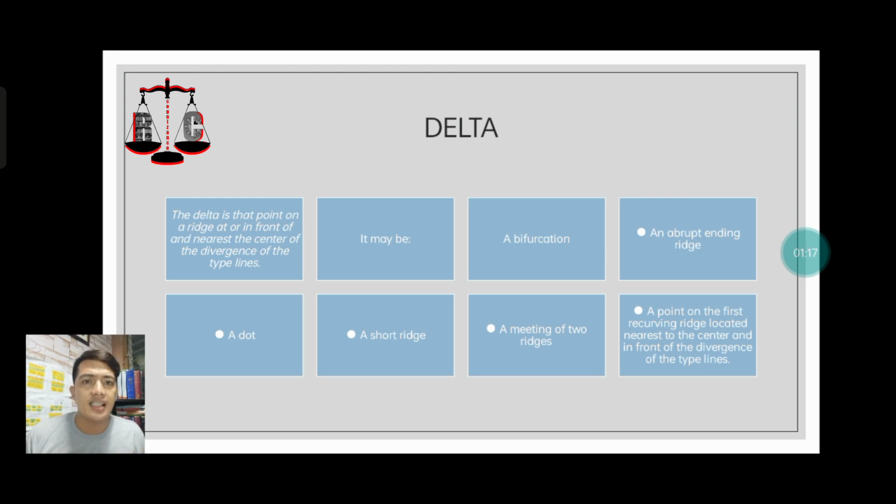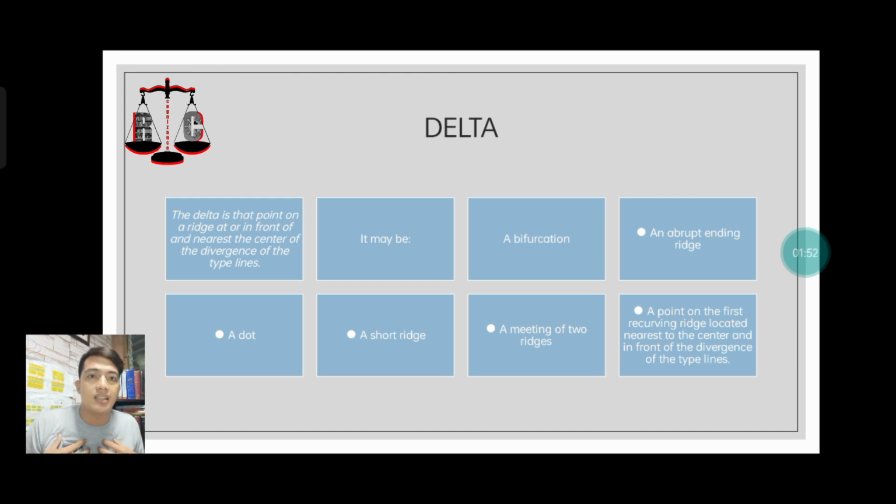Delta is a point or a ridge at or in front and the nearest the center of the divergence of the type lines. Since I already discussed about the type lines, then it is easy for us to determine kung asa dapita ang delta. Kaya kibaw na mata asa ang type lines. Mao na imuhang permirong i-determine asa ang type lines. Asa ani ang gitawag natong na divergence nga ning run parallel and tend to surround the pattern area.